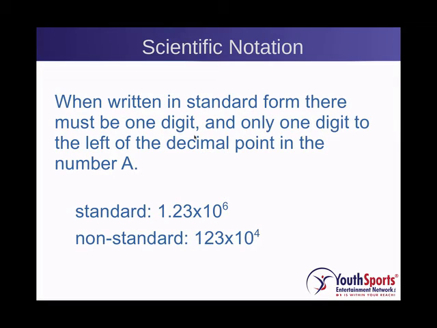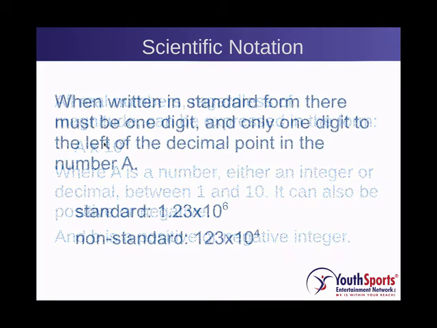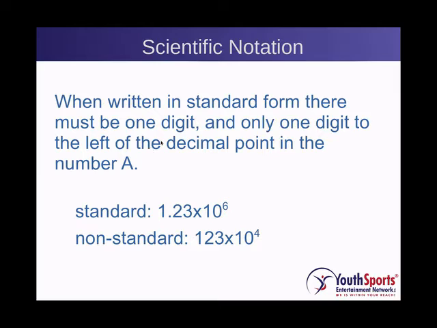When we write a number in the standard form of scientific notation, there has to be one digit and only one digit to the left of the decimal point in the number a. This is the a number on the left side multiplied by 10 to the b. So a can be just one digit, and it can be any number from 0 to 9. So this is an example of the standard notation. 1 is the digit on the left side of the decimal point, and you can have multiple numbers on the right side of the decimal point, multiplied by 10 raised to a certain power.